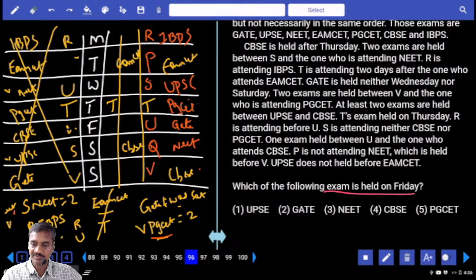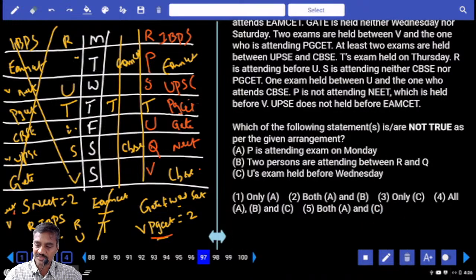Then which of the following examinations is held on Friday? On Friday, that is U, GATE, choice 2. Question 97, which of the following statements is not true? P is attending the exam on Monday, that is false. 2 between R and Q, that is again false. Not true means P attending Monday is false, and 2 between R and Q is false. U's exam held before Wednesday, that's again false. All the 3 conditions are false.